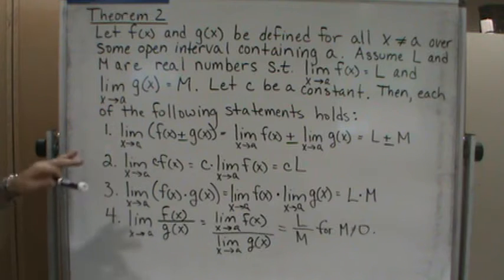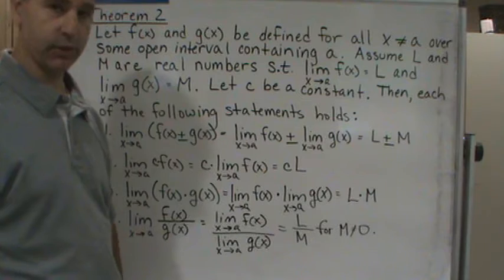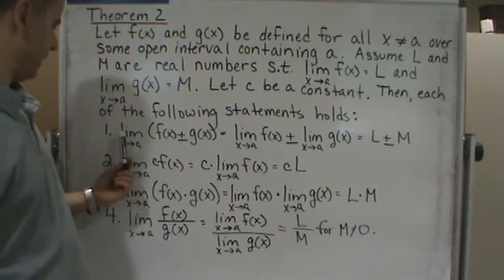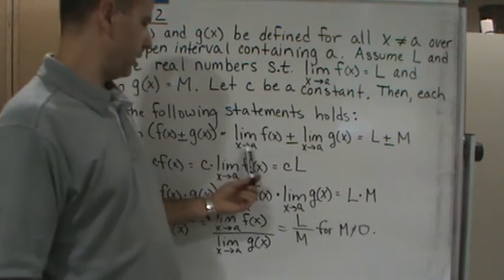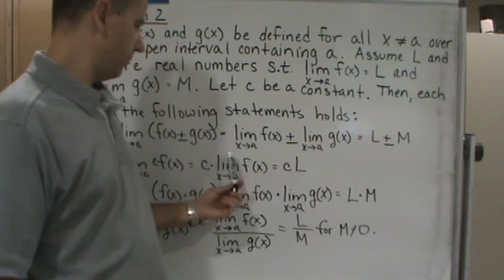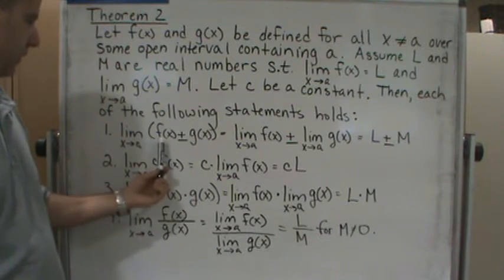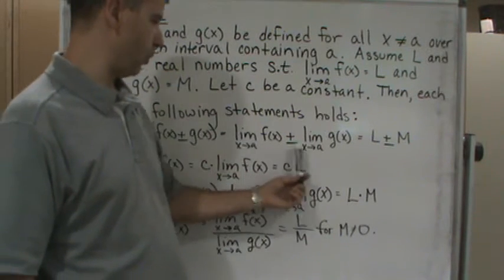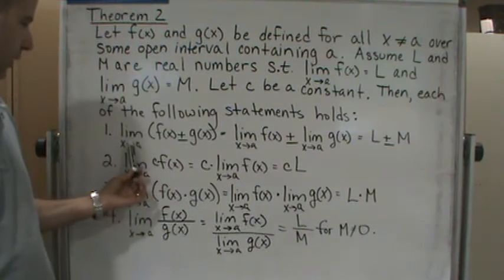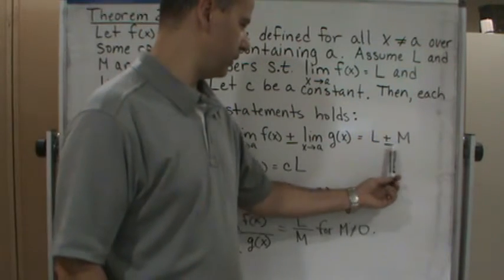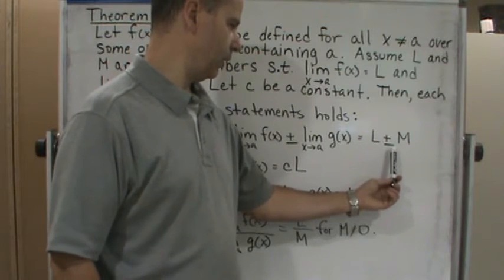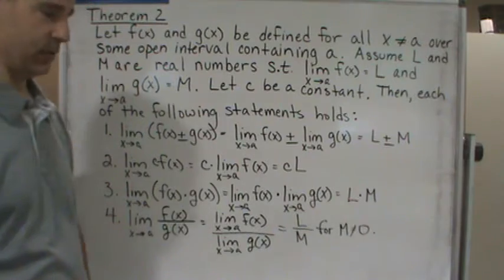Now I combined the sum law and the difference law for limits. I just put a plus minus in here because it works for sums and differences. So what this is saying is the limit of a sum or difference of two functions is equal to the sum or difference of the limits. Which means you can basically distribute the limit across addition and subtraction, and then you can handle these individually, so you end up with L, the sum of the two limits, or the difference of the two limits.